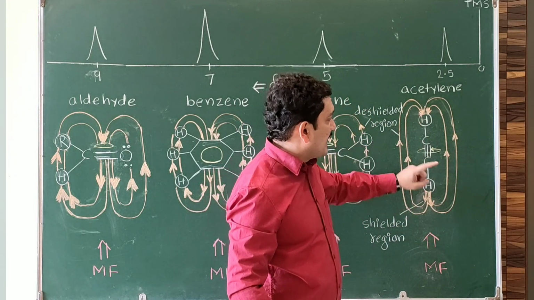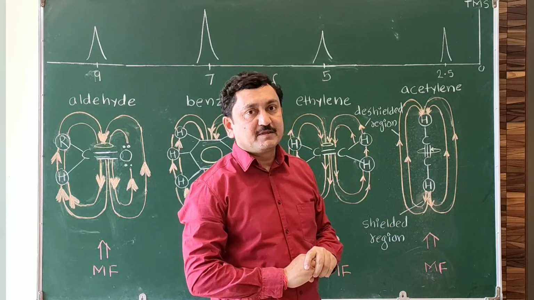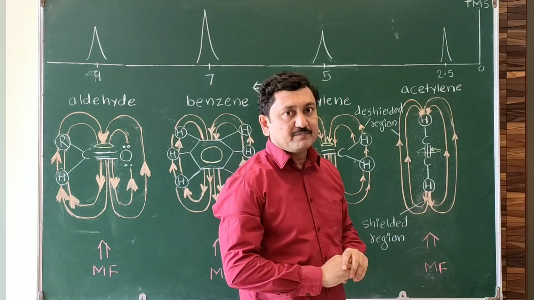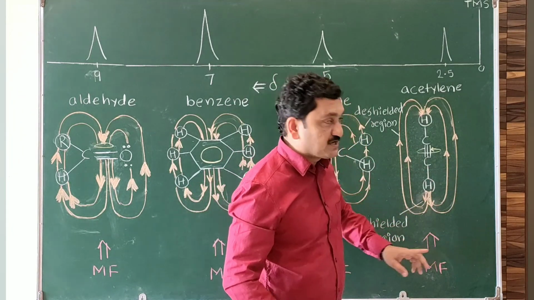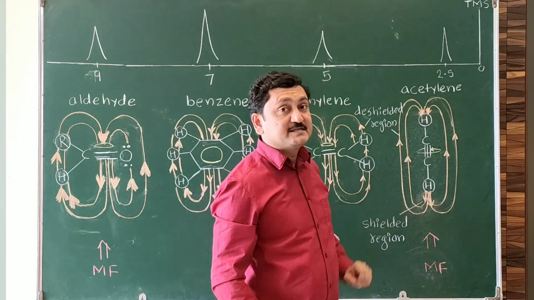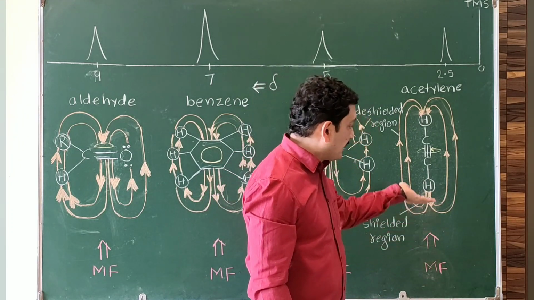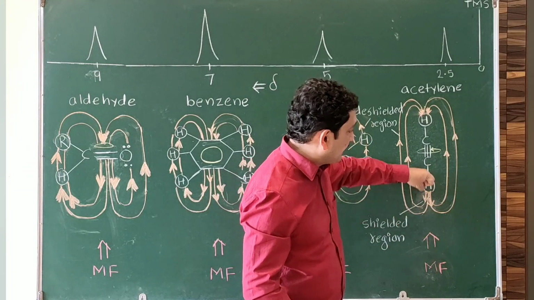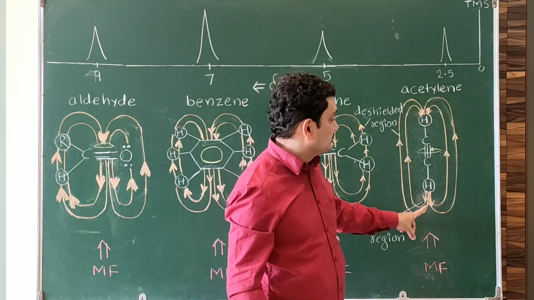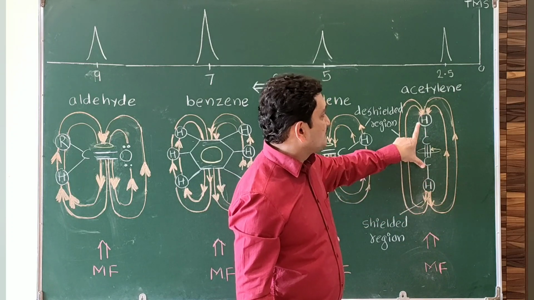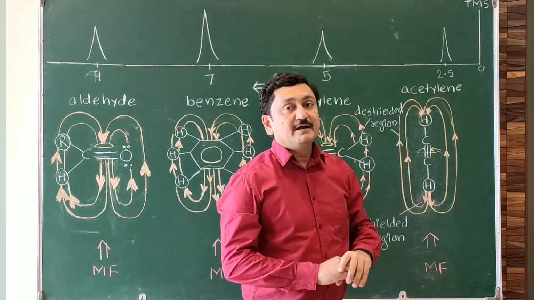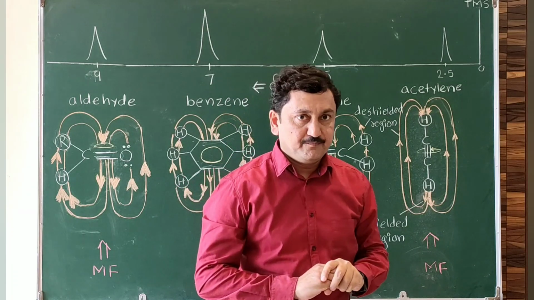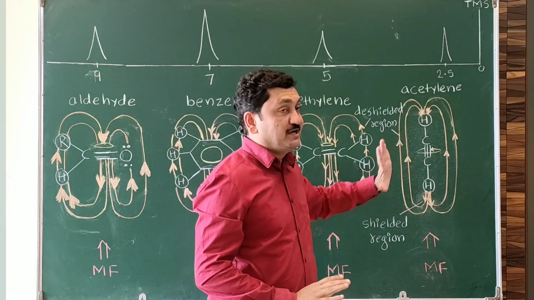Our hydrogens are not present in the de-shielded region. They are present in a shielded region, where the secondary field opposes the external one. So for absorption of this hydrogen, we have to supply more magnetic field because there is opposition. So these hydrogens absorb at higher magnetic field, meaning they will give the signal at lower delta value. Acetylene hydrogen gives the signal at a delta value of approximately 2.5. So these hydrogens are the shielded ones.